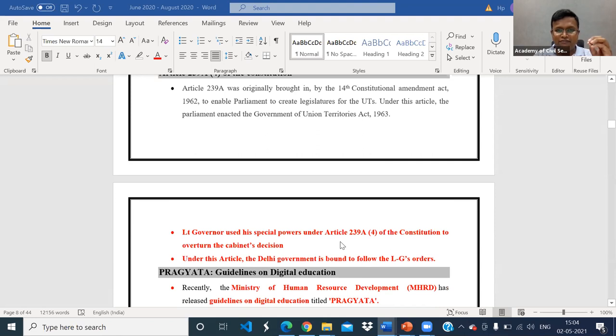According to this article, the Lieutenant Governor used his special powers under Article 239AA(4) of the Constitution to overturn a cabinet decision. If the Delhi cabinet or Puducherry cabinet takes a decision, the Lieutenant Governor of Delhi or Puducherry, which have a union territory cabinet, can overturn, that is, reject the decision taken by the cabinet of Delhi or Puducherry. This power is given under Article 239AA, Clause 4. And under this article, the Delhi government is bound to follow the orders of the Lieutenant Governor. That is, the issue happens because of Article 239AA of the Constitution. I hope it is clear.